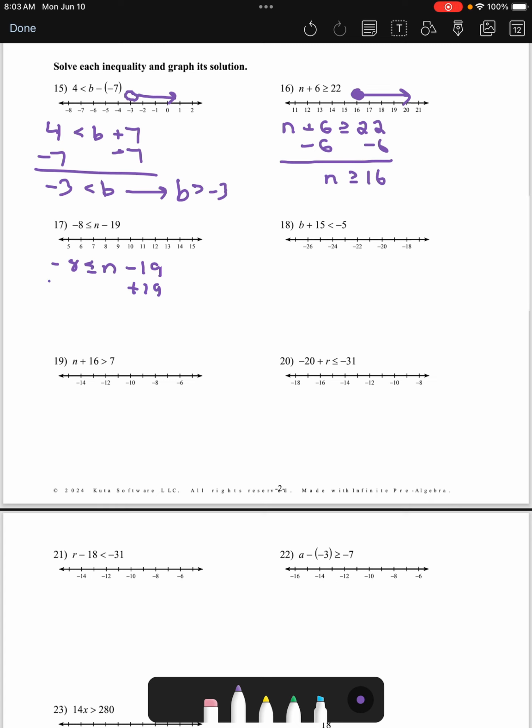Number 17, we have negative 8 is less than or equal to n minus 19. We're going to add 19 to both sides in order to solve this inequality. And negative 8 plus 19 is positive 11. Now you'll notice I'm spending less time talking about how I'm getting these arithmetic facts, that negative 8 plus 19 is positive 11.